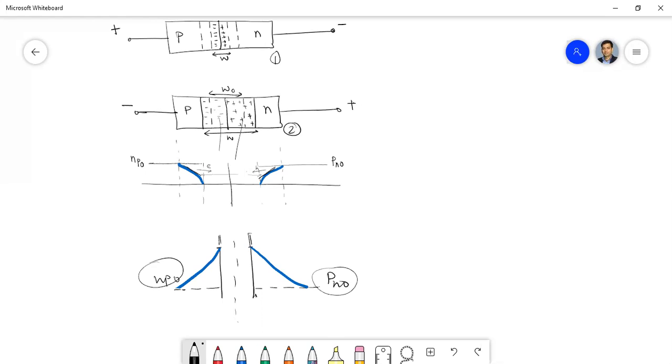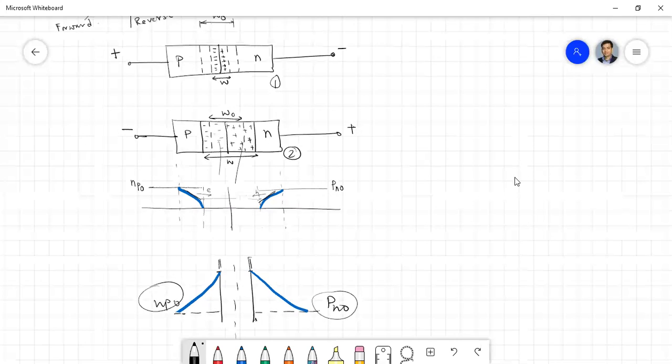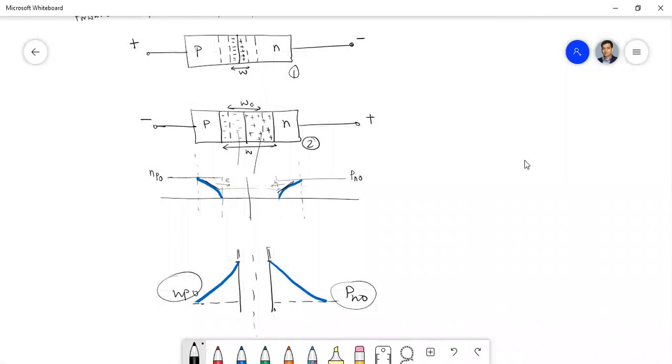Okay. Now, due to this gradient, what happens? Huge diffusion current flows across this depletion layer, and that constitutes the main component of the diode current, and a very small component is due to the drift current. So mainly it is the diffusion current which we get as the diode current. Okay, so this is all about the normal PN junction.